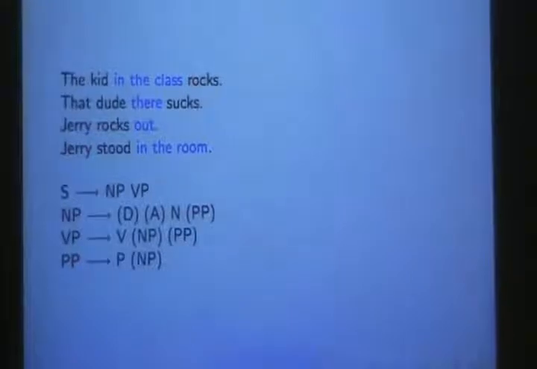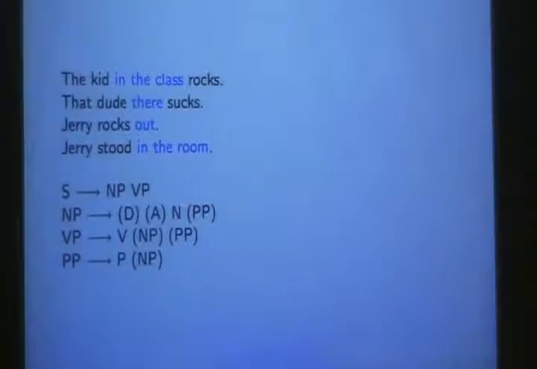Sir? But the noun phrase can include a prepositional phrase, right? It can, indeed. In fact, that's what this says. Yes. Oh dear.